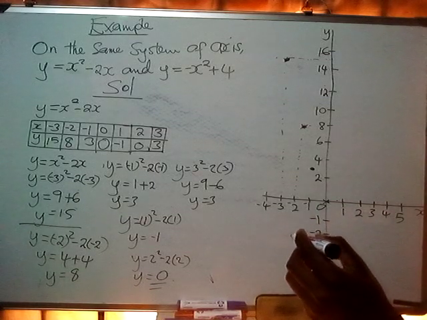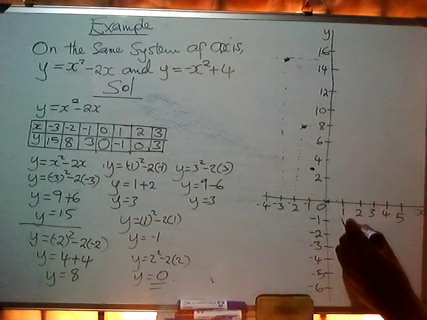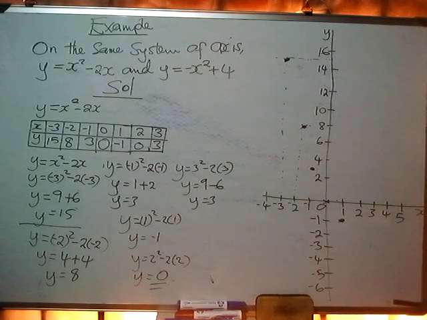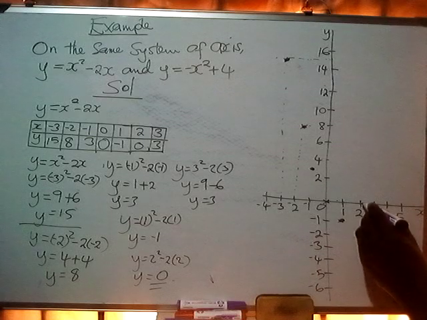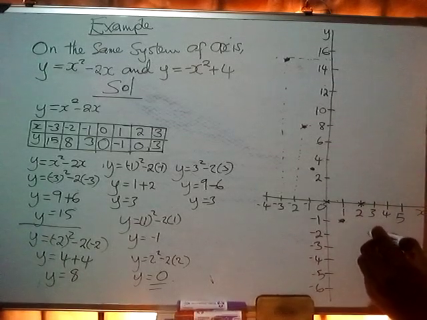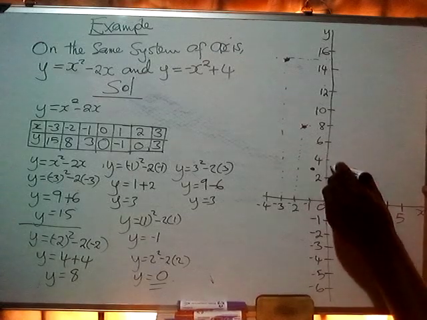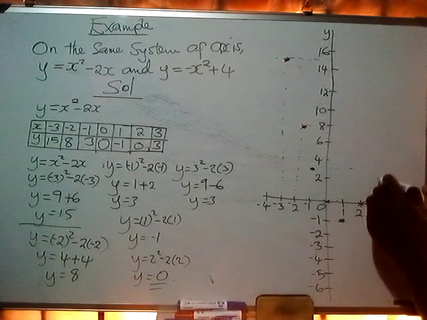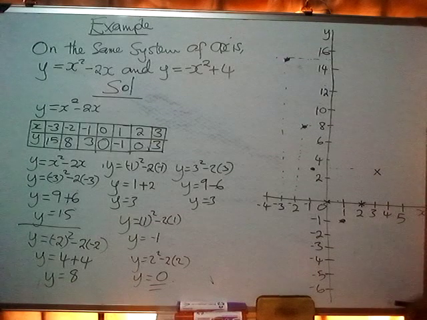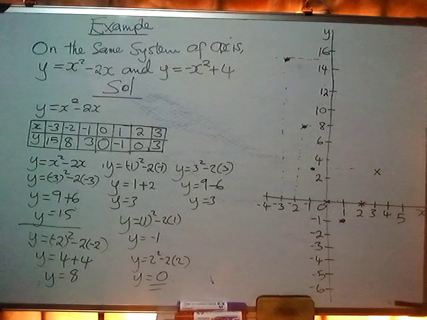What else? We have 1, -1. It is here, there. Then we have 2, 0. It is somewhere here. Then we have 3, 3. The 3 can be somewhere here. That's where we have our 3, 3. Okay, this is what we have.